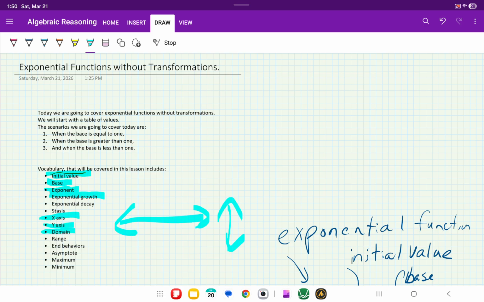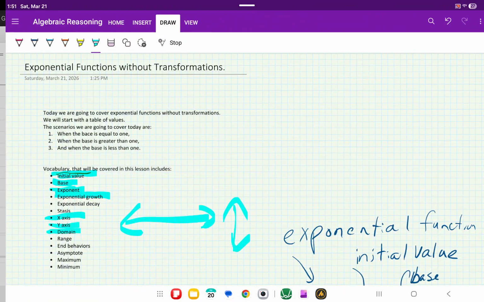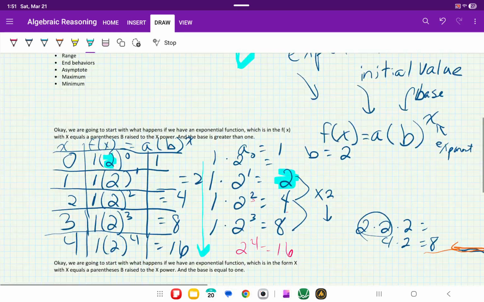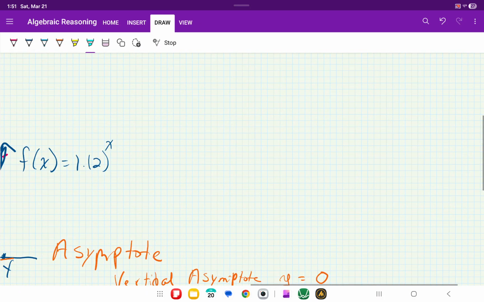So let's go back over to Desmos. Now my range, I cannot get a negative number out of here. So my range is 0 and greater, but I cannot ever get to 0. Because we have an asymptote at 0, where it's going to get closer and closer to 0, it can never ever equal 0. So in this case, my range, let's go ahead and write these down. Let's bring these on over.